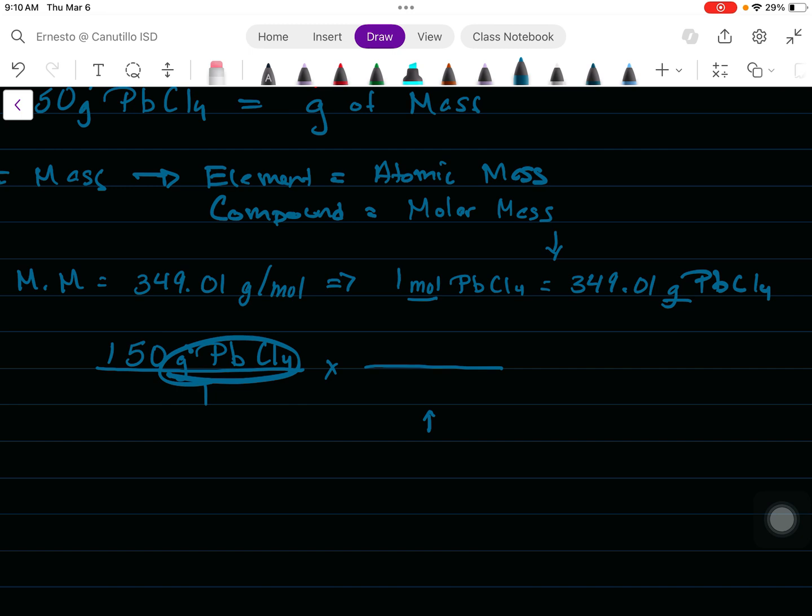Now, do we have moles of lead 4 chloride or do we have grams of lead 4 chloride? We have grams of lead 4 chloride, so I'm going to put the grams of lead 4 chloride at the bottom. If the grams go at the bottom, then the moles must go at the top. The grams are going to cancel themselves out, and the only unit left is going to be moles. So let's multiply straight across.